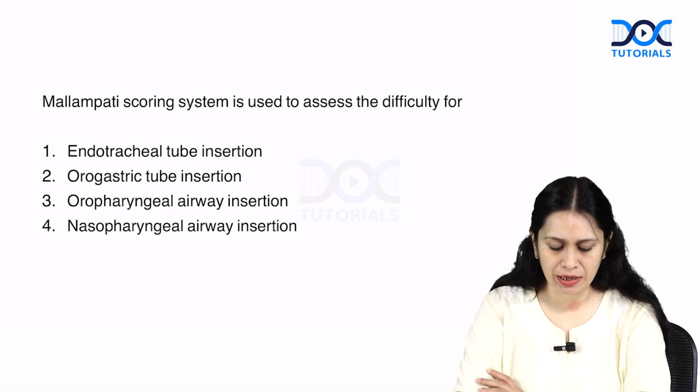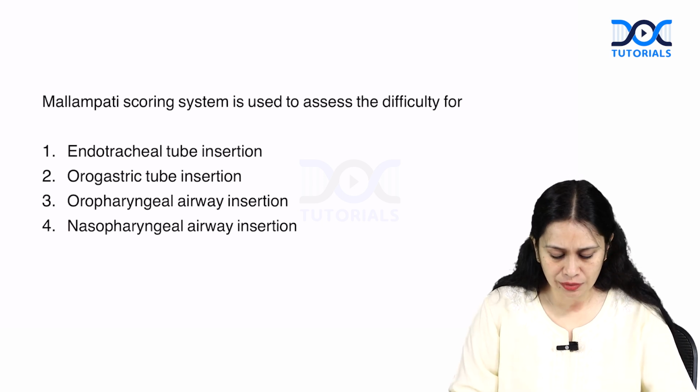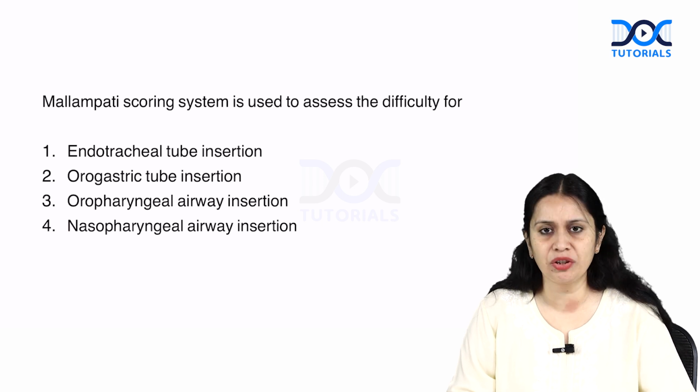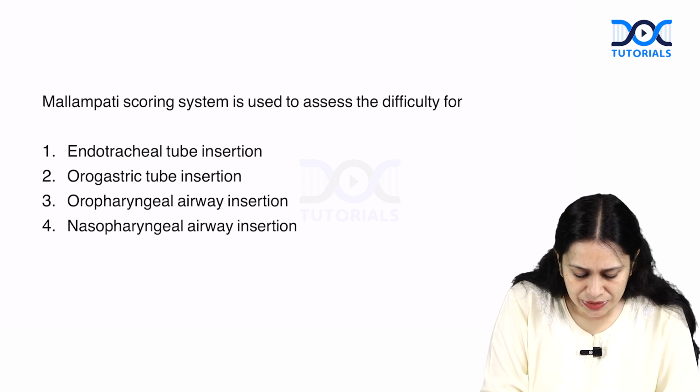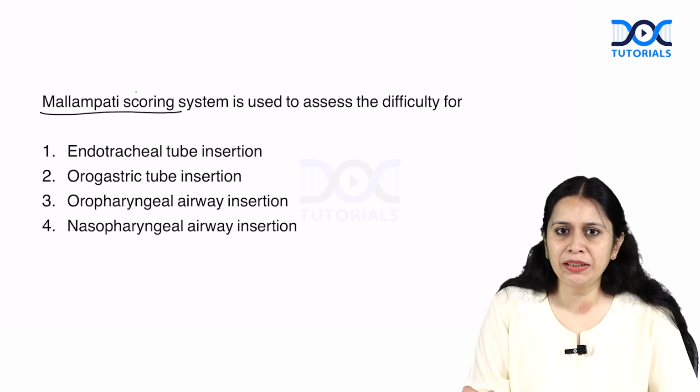First question asked in anesthesia was: 𝗂𝗏𝗡 scoring is used to assess difficulty for endotracheal intubation, orogastric tube insertion, oropharyngeal airway insertion, nasopharyngeal airway insertion. So 𝗂𝗏𝗡 scoring system, favorite topic of exam. What is 𝗂𝗏𝗡 scoring system?